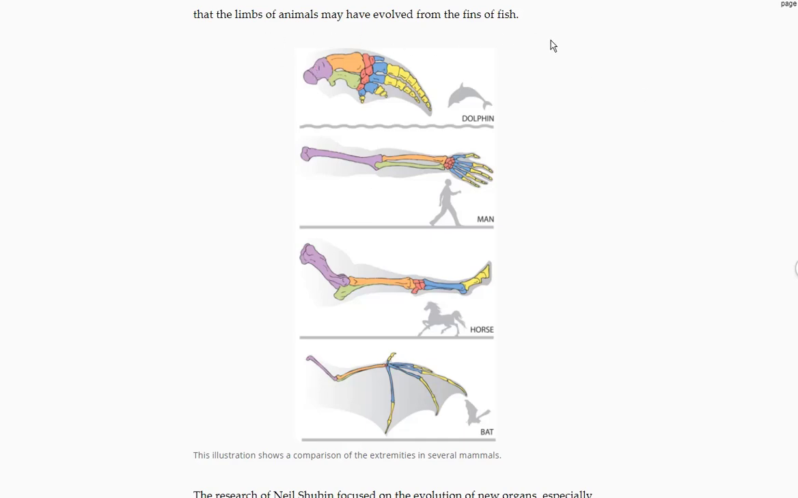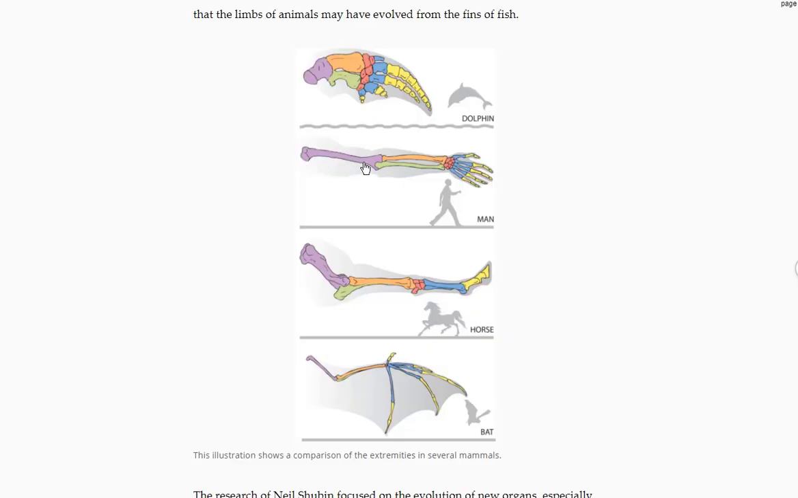Now, the picture on the screen here has four very different species. We've got a dolphin, we've got humans, we've got a horse, and we've got a bat. They're all very different when you look at them. But if you look at their skeletal structures, you see similarities. These are their limbs. Dolphins have fins, humans have arms, horses have legs. Well, humans have legs too, but horses have legs. Bats have wings. If you look at the skeletons, you can see that they're set up similarly.